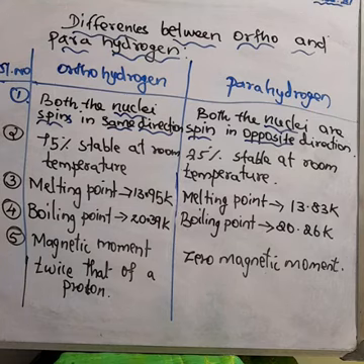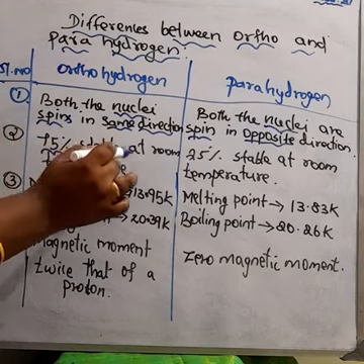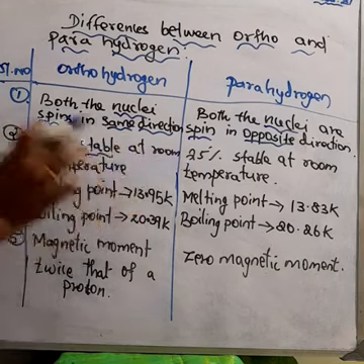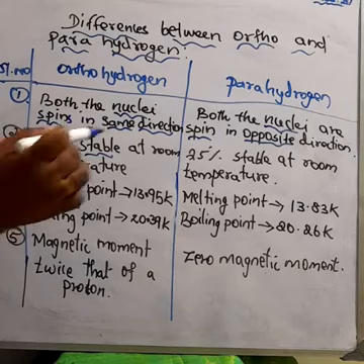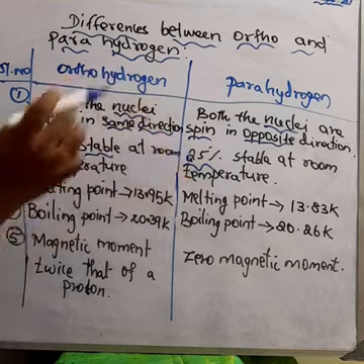And the second point, we know orthohydrogen is 75% stable at room temperature, but parahydrogen is 25% stable at room temperature. And what is the third point?